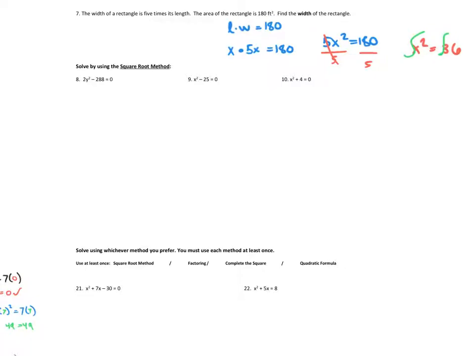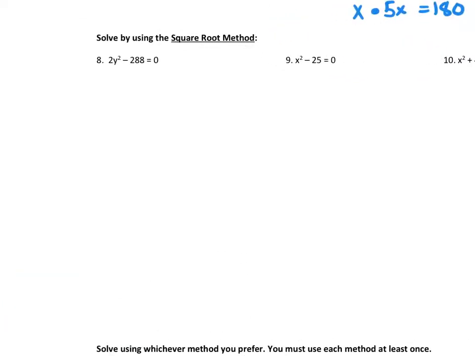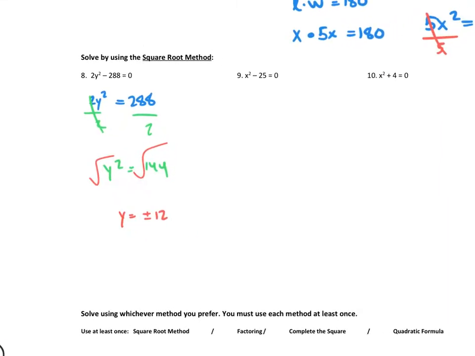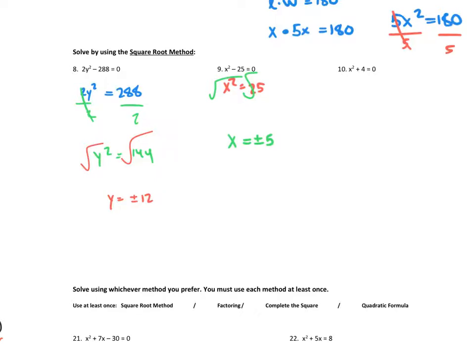Solve by using square root method. This is going to be the same type of steps we just did in the rectangle problem, where we're going to attempt to solve for our variable like any old equation. So the first step on this one is to add 288 to both sides. And then we'll divide by 2. And then when I square root both sides, we'll get that y is equal to plus or minus 12. This one, we add 25 to both sides and square root, and we get that x is equal to plus or minus 5. So these are just like solving regular old equations.